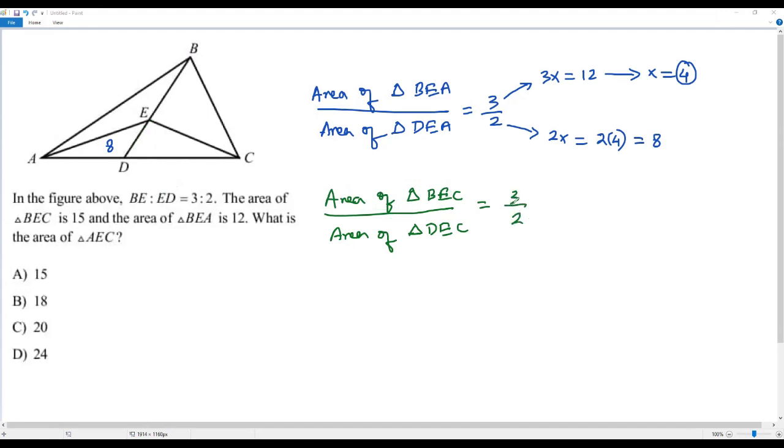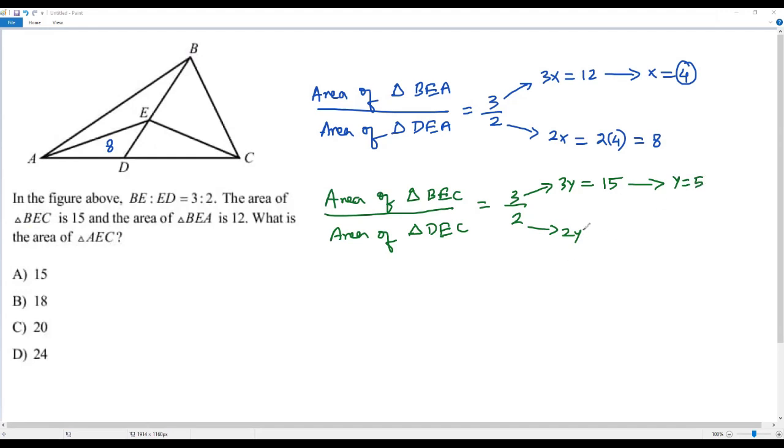Now from the terms of the ratio over here, if I want to get the area of triangle BEC and the area of triangle DEC, the same thing, I have to multiply the terms by the same non-zero number, say y. When I multiply this 3 by y, I'm getting 3y. When I multiply this 2 by y, I'm getting 2y. So this 3y is the area of triangle BEC and this 2y is the area of triangle DEC. Already we have the area of triangle BEC given in the question itself, that is 15. That is, 3y must be equal to 15. When I divide both sides of this equation by 3, I'm getting y equals 5.